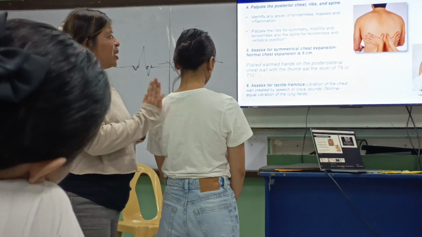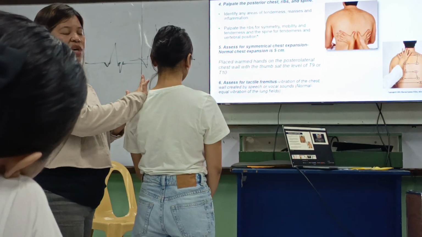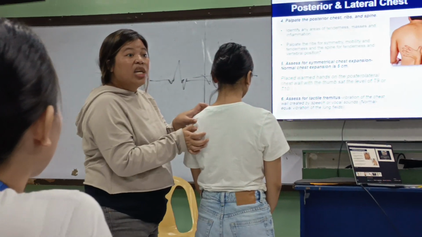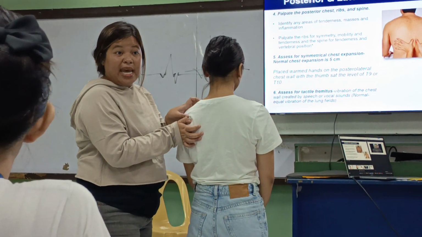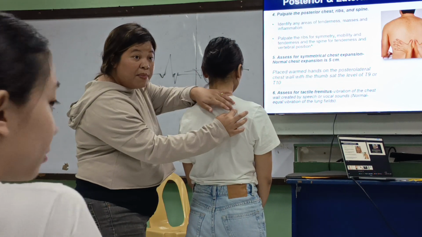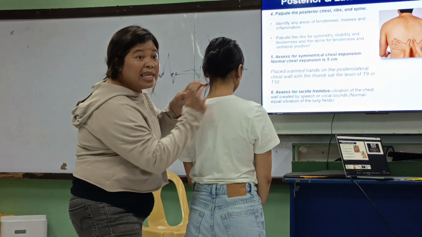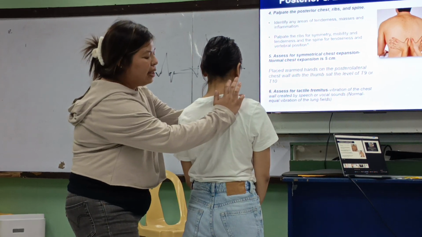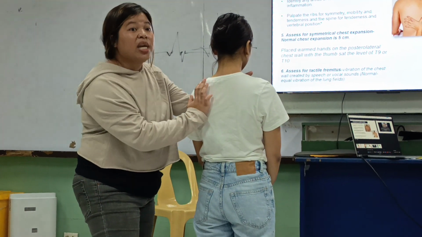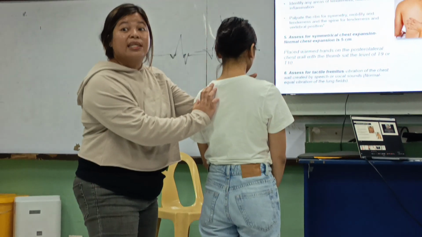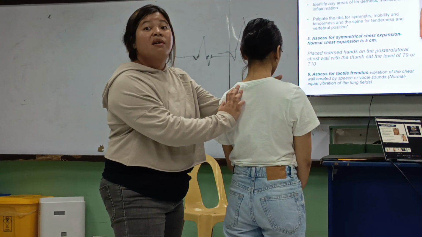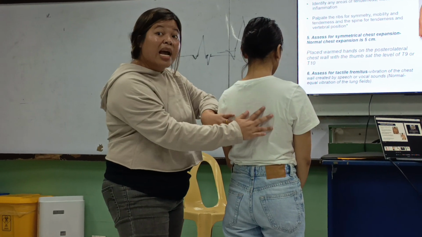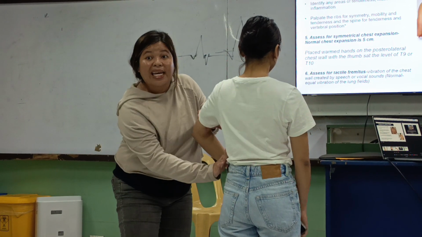For the tactile fremitus, use an S pattern, starting below the scapula, then moving along the intercostal spaces. You have to tell your patient to say 99. We're checking on the intercostal spaces, not the bone, because we're checking for the vibration. Then, you have to check the lateral also.